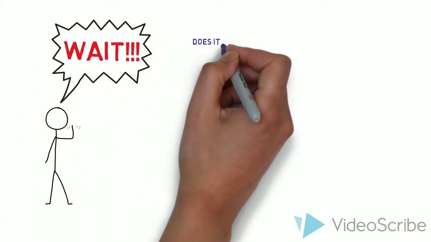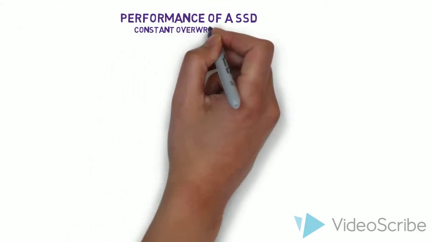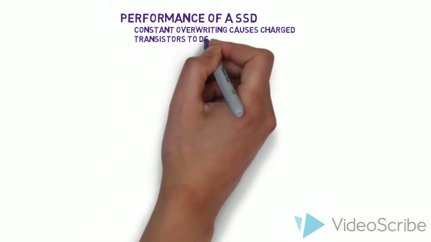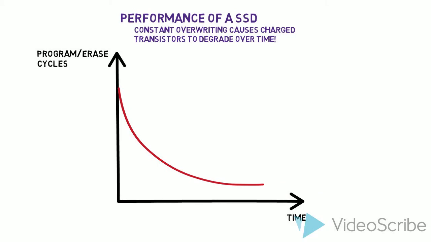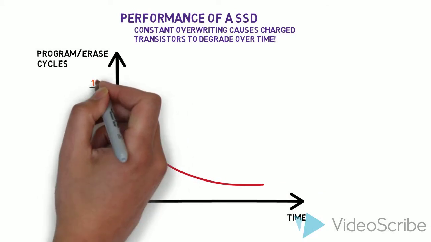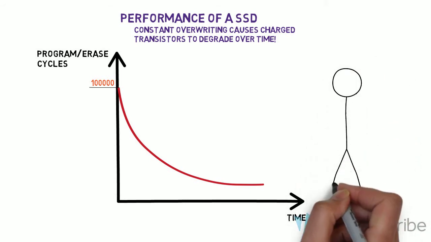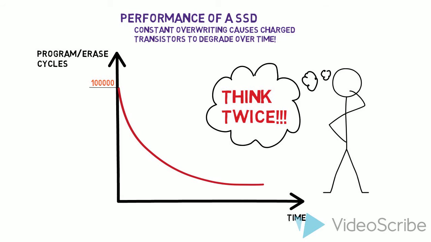However, SSDs do not always win in a speed contest with hard drives. Over time, the constant overwriting of the charged transistors will eventually cause the SSD to degrade in its capability. A typical SSD can withstand a program erase cycle of about 100,000 times before degrading. So, think twice before investing in an SSD for the long term.